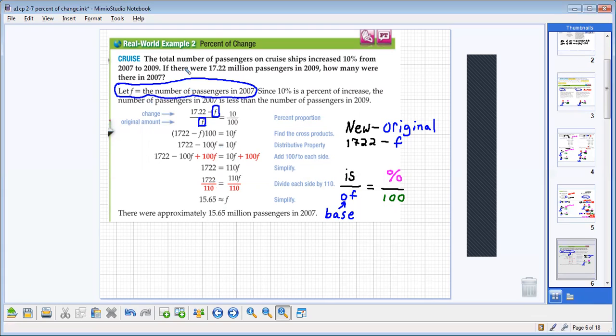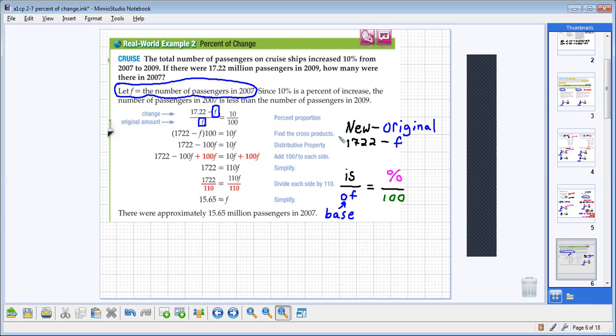So if you look here, the total number of passengers on a cruise ship increased 10% from 2007 to 2009. If there were 17.22 million, that's 17,220,000 passengers in 2009, how many were there in 2007? So this one's a little bit tougher because we're trying to figure out what the original amount was. So in order to do that, we would let F equal that original amount.